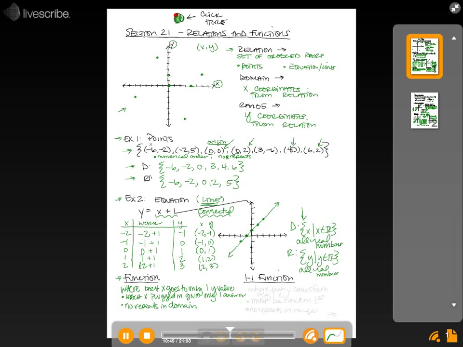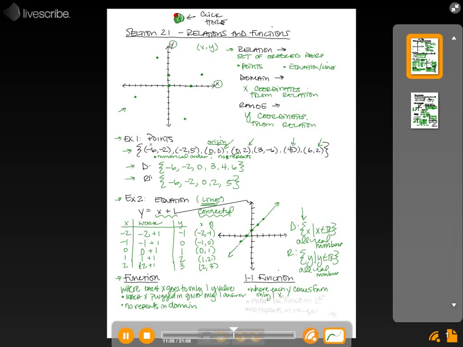A one-to-one function, kind of the same idea, it's just flipped. Where each y comes from only one x. Okay? So I can only get a particular answer to a problem by putting in one x value. One number will only give me that answer. Okay? It's the opposite way of thinking about what a function is. It's just flipped.